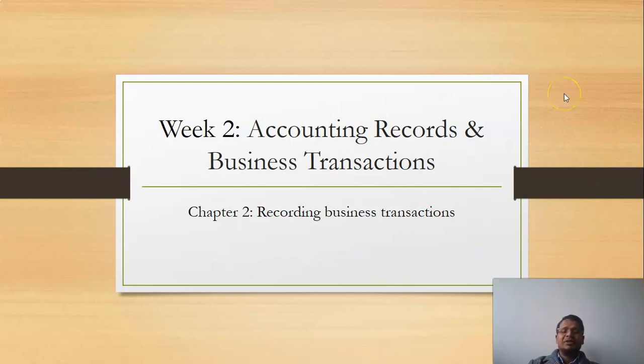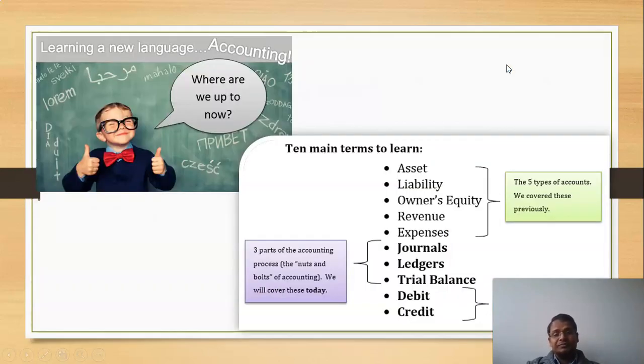Journal: recording business transactions through the journal is the very basic stage of the accounting cycle. Recording through the journal is the primary step, recording in the primary books of accounts.